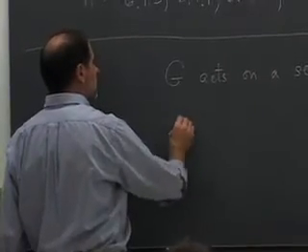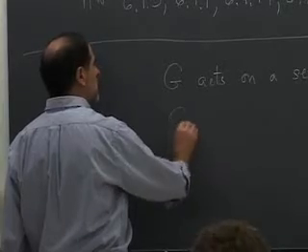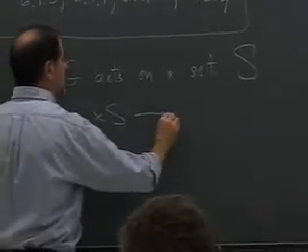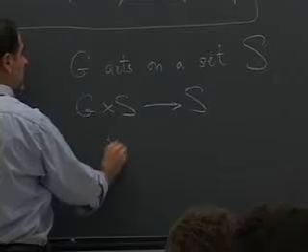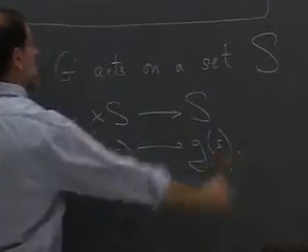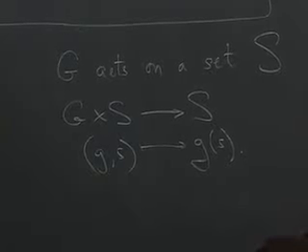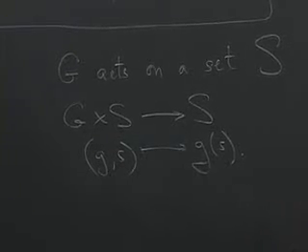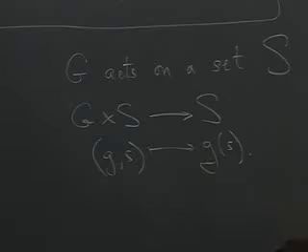So a group action on a set, remember, is a map that takes an element in a group and an element in the set to another element in the set. And which satisfies various axioms. The identity acts trivially on the set, and it has an associative action.